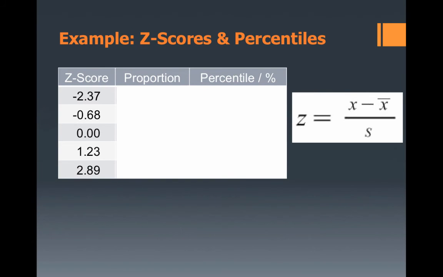Okay, so here is an example. I've given you 5 z-scores. Go ahead and use the z-score table to find the corresponding proportion, and then convert those proportions and probabilities to a percentage. Go ahead and pause this video, work through the problem, and then unpause it to see if we got the same answers.